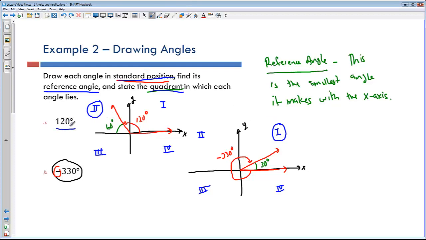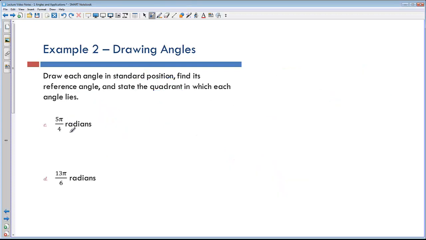Now, how do you draw angles when they're in radians? So now remember, when you see these radians, you have to remember some stuff. You have to remember when you see pi over 3, that really is equivalent to 60 degrees. And pi over 4 is equivalent to 45 degrees. And when you see pi over 6, that's equivalent to 30 degrees.